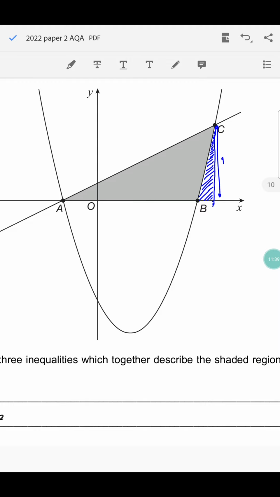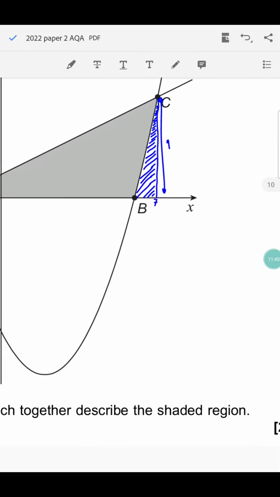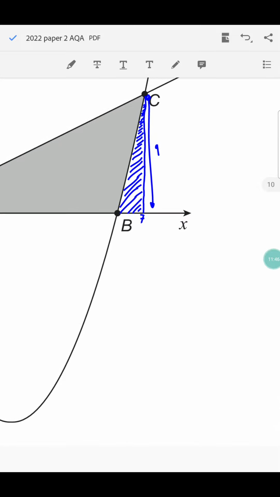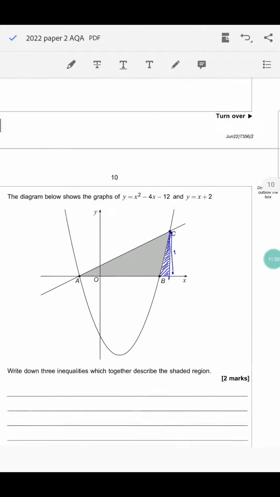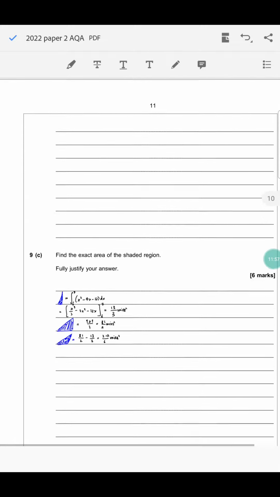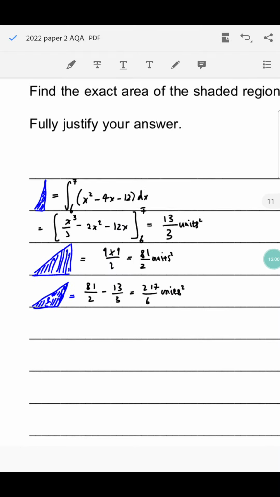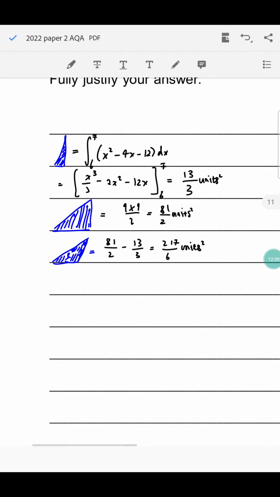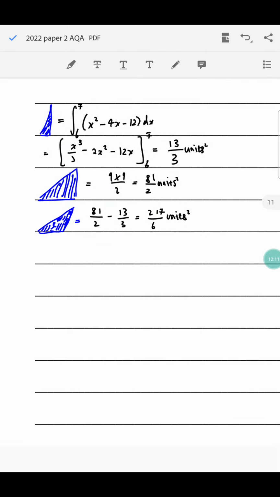Now to find the area of the blue part of the section, we need to integrate. So we know point B is where x equals 6. What we need to do is integrate from 7 to 6 of this quadratic, x squared minus 4x minus 12. If we do that, we get an answer of 13 over 3. So to get the area of the shaded region, we take the area of the triangle and subtract the integral that we calculated, to get 217 over 6.